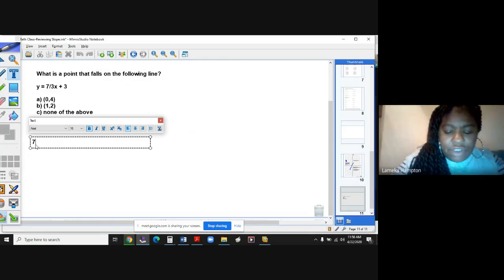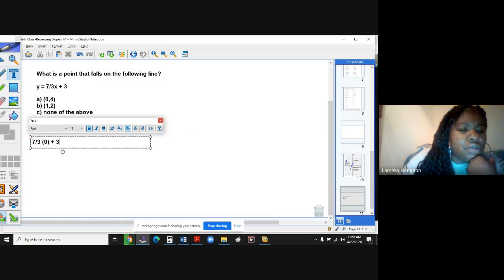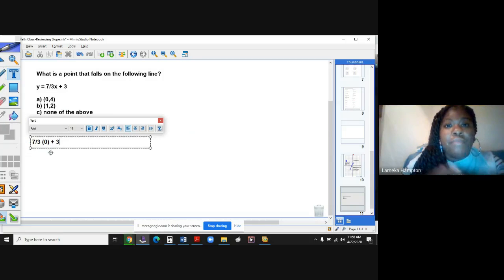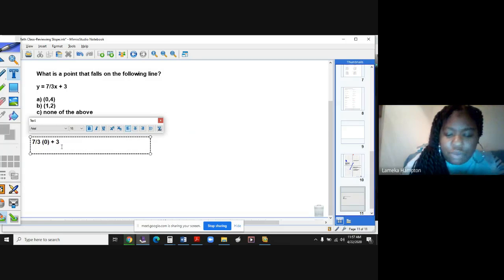So we have 7/3. We're going to substitute 0 for x because 0 is represented as an x coordinate, plus 3. I'm sorry. So this is actually a multiplication problem slash addition problem because we know anything multiplied by 0 gives us what?